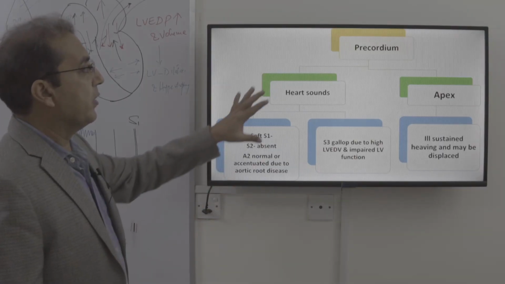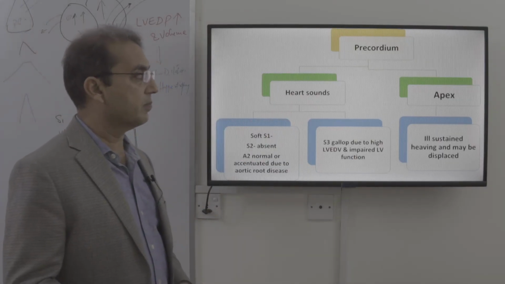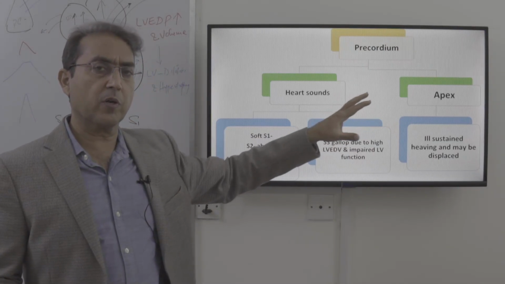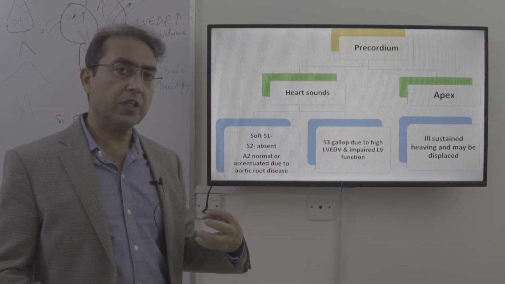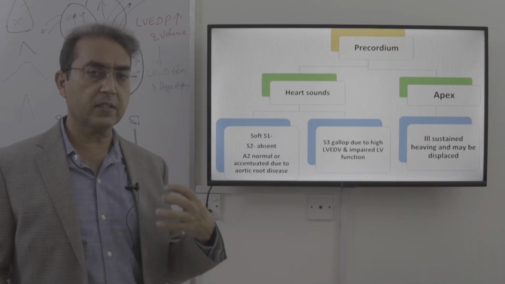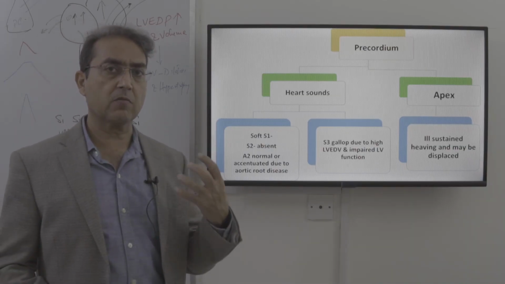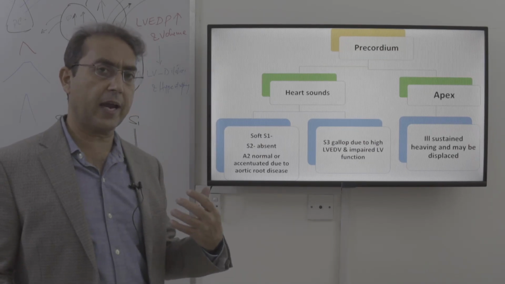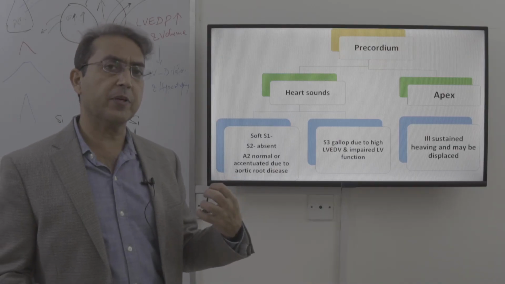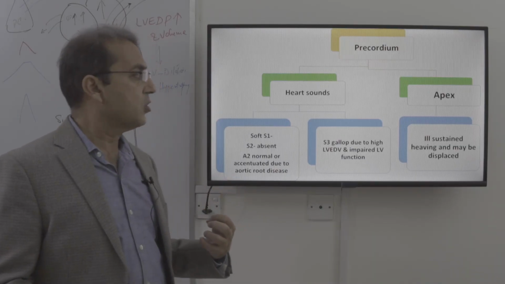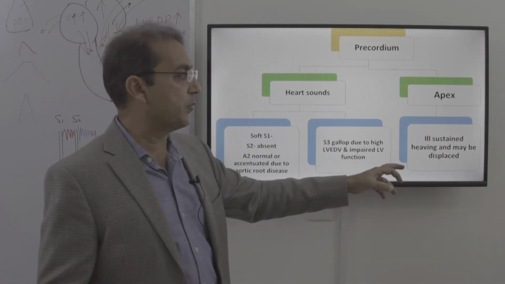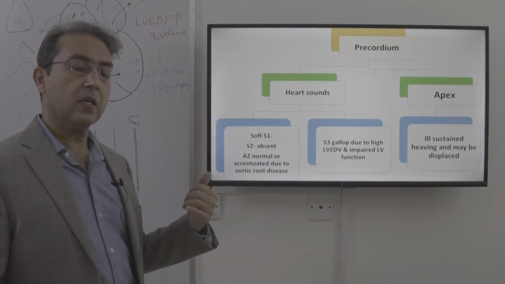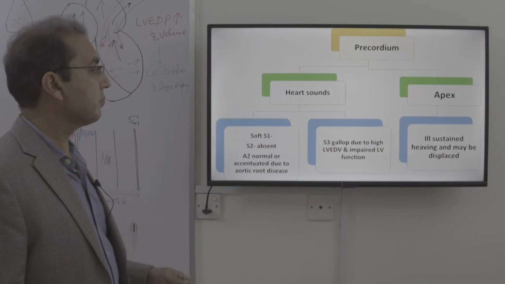Then we come to the precordium. What happens to the precordium? We localize the apex. The apex might be shifted downward and outward because the heart is dilated. So the apex may not be present in the normal place, that is in the fifth intercostal space around the mid clavicular line. It may be shifted slightly outward, and if the heart has started failing, it may also be shifted downward as well. So you may have a ill-sustained heaving apex beat which may be displaced laterally, or it may be displaced downward and laterally.